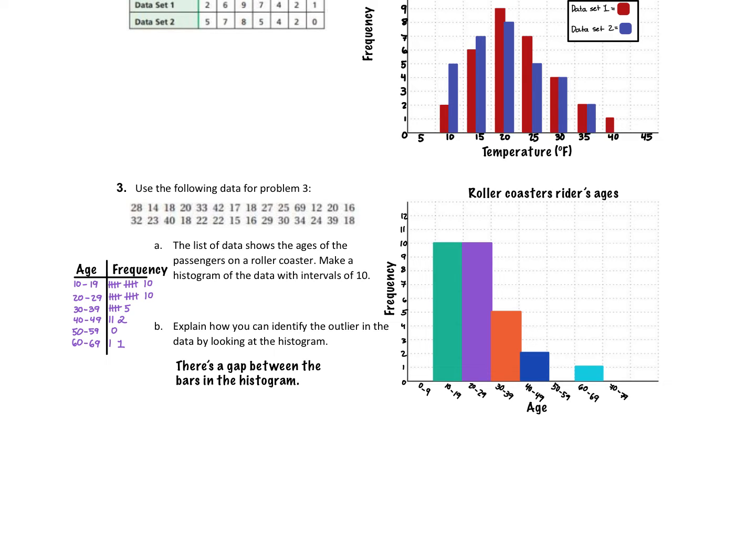And then let's see, letter B says, explain how you can tell there's an outlier. Well, I can see very visually that there's an outlier because there's a gap. There's a gap between my first 4 bars, then there's nothing, and then there's 1 in the 60 to 69 range. So I can tell that one's the outlier because of the gap. The gap in the histogram totally gives it away. If you need to pause it and check any of those, go for it. I'm going to go on to the next page.